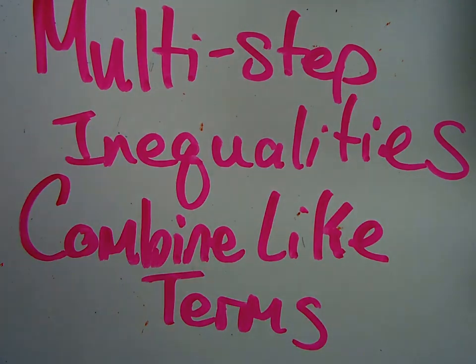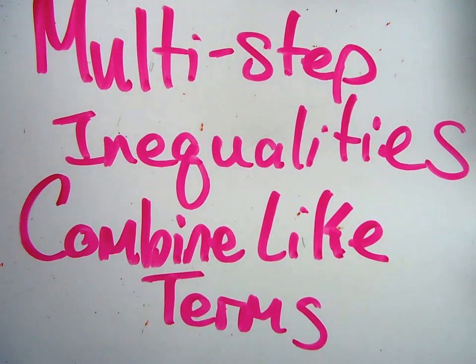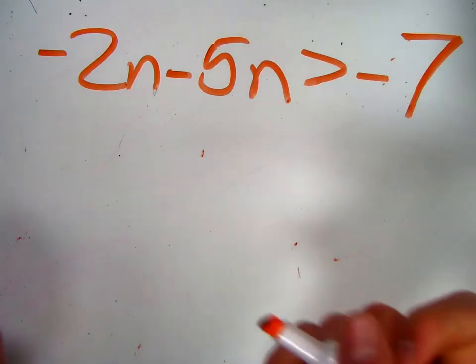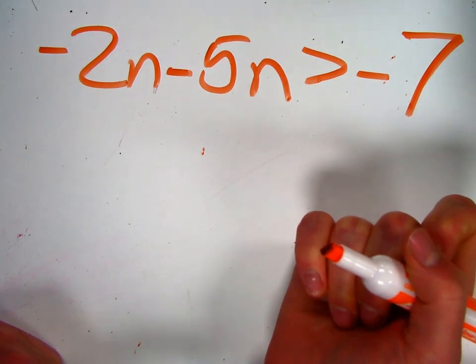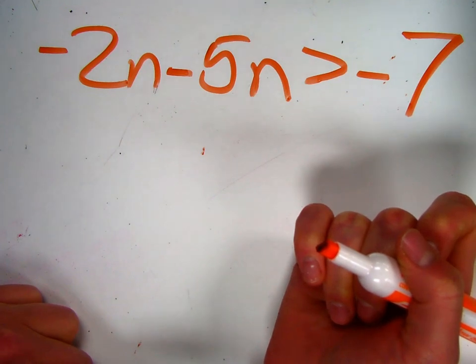Hey guys, in this lesson we are going to learn how to solve multi-step inequalities by combining like terms. Okay, here's our first example: negative 2n minus 5n is greater than negative 7. All of the things that we've learned about inequalities still apply, but because there's some extra stuff, we have to do something called combining like terms.